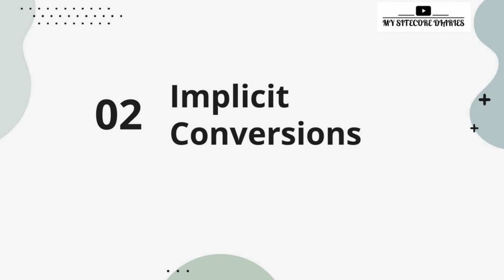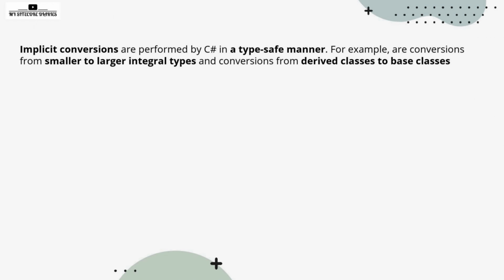So, implicit conversion. Implicit conversions are performed by C# in a type-safe manner. For example, conversion from a smaller to a larger integral type, and conversion from derived classes to base classes. Basically, implicit conversion is done by the compiler automatically when there is no data loss, like when you have a smaller type and a larger type, such as integer and float. There we are not going to lose data. In that case, the compiler itself does the conversion, and that is called implicit conversion.